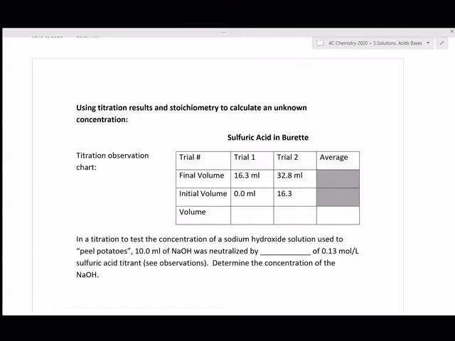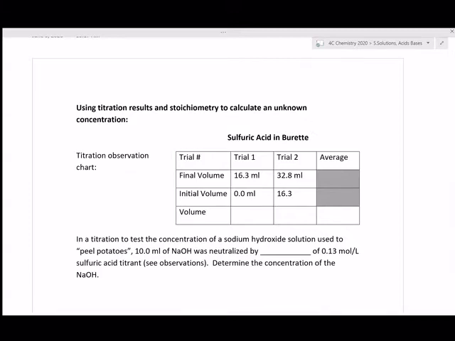Okay, so our question is, in a titration to test the concentration of the sodium hydroxide solution used to peel potatoes, a 10 milliliter sample of sodium hydroxide was used, so that would have been accurately measured. And then it ends up getting neutralized by, we're going to find out how much of a 0.13 mole per liter sulfuric acid titrant. So the sulfuric acid is what is going in the burette, and then we add that until we reach the end point.